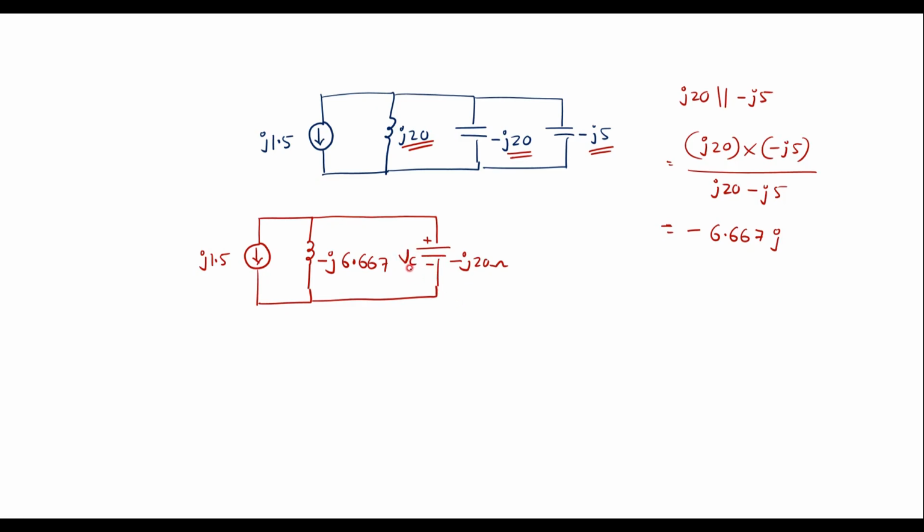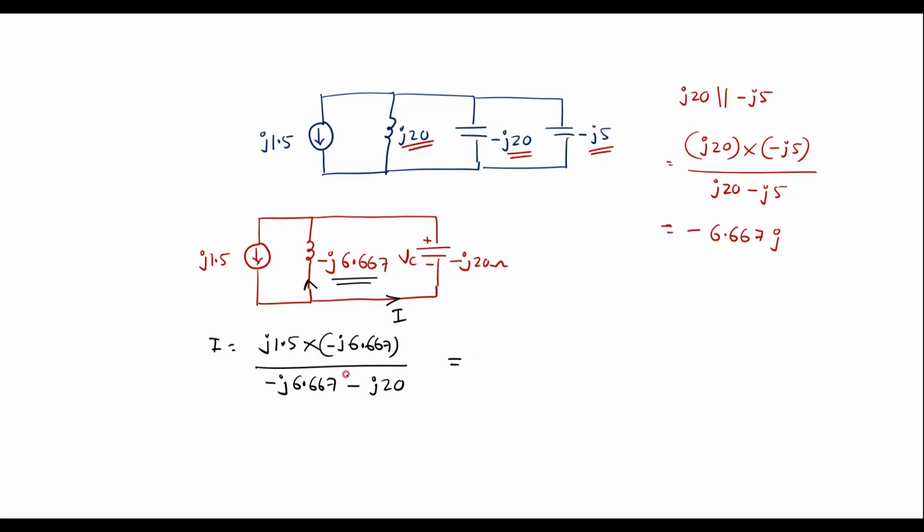To find VC, first we have to find current through this resistor. Here this current will flow and part of the current will flow here, part of the current will flow here. Let me call this as I. I will apply current division rule and calculate I. That is I is equal to total current, J1.5, into opposite resistor, minus J6.667, divided by sum of these two, that is minus J6.667 minus J20.